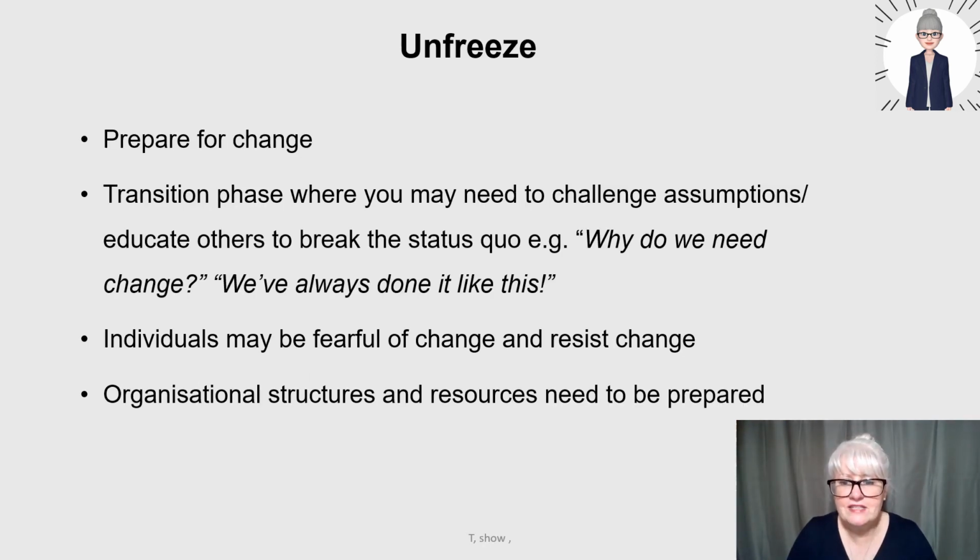When we look at the 3 stages in Lewin's model, the first stage is the unfreeze stage, before a change can be implemented. So it's the preparation stage. And Lewin states that there must be an unfreezing where a status quo may need to be challenged, for example, and assumptions and values are discussed as you prepare for a change.